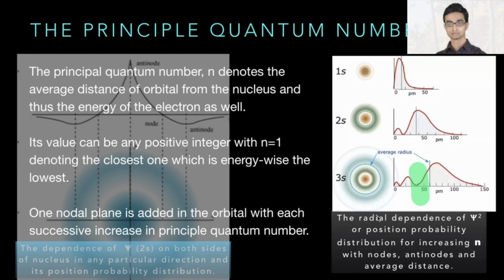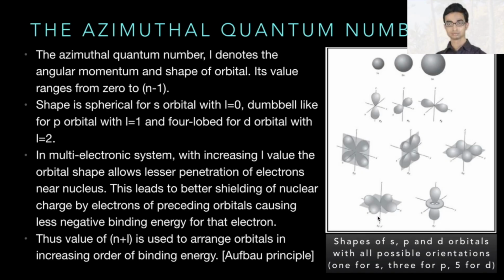The second quantum number l is called the azimuthal quantum number, and it denotes the angular momentum and shape of the orbital. Its value ranges from 0 to n minus 1. For example, for n equals 3, l equals 0, 1 and 2. Shape is spherical for the s orbital with l equals 0, dumbbell-like for the p orbital with l equals 1, and cloverleaf-like for the d orbital with l equals 2. Any non-zero value of l must have an angular dependence, and thus such an orbital cannot be spherical.